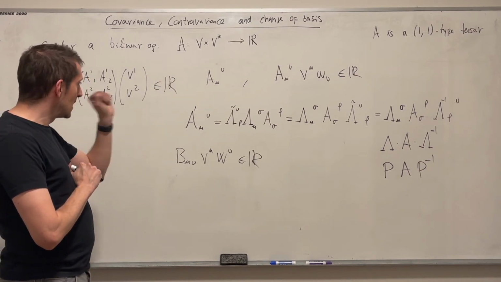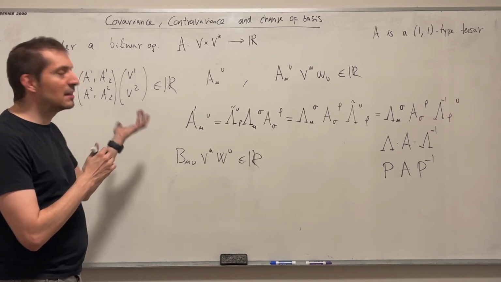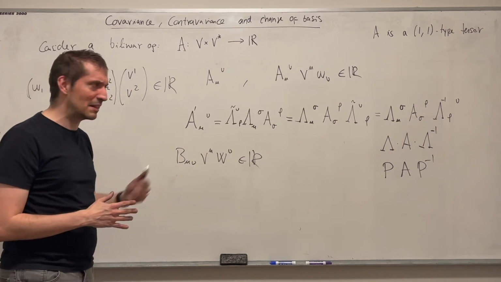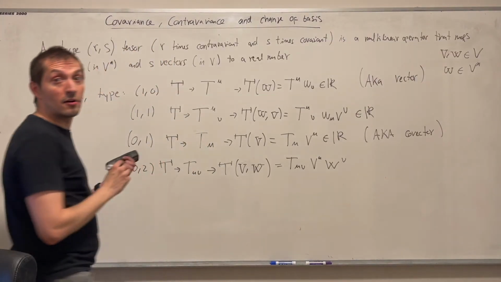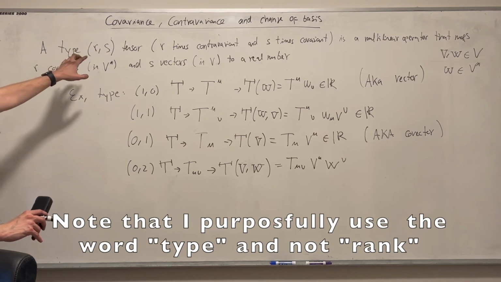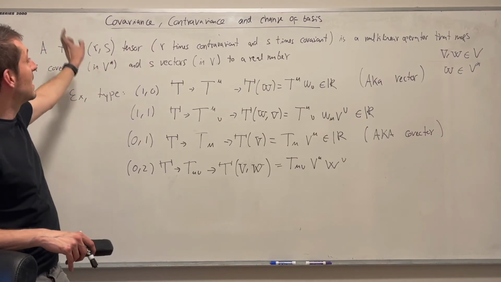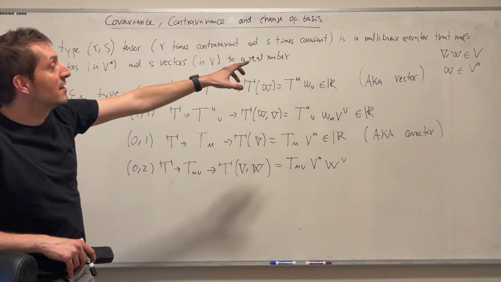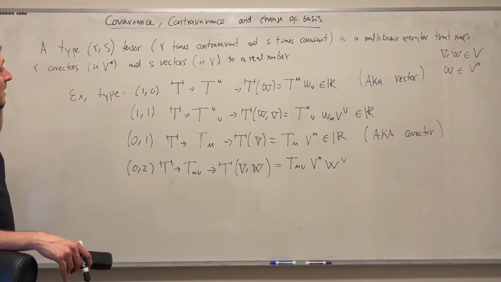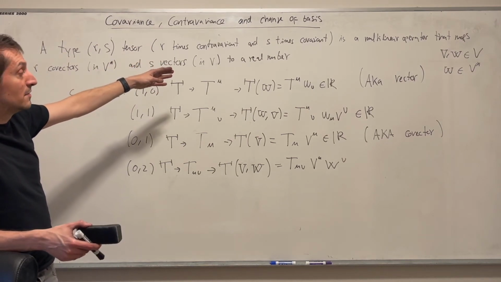Now, we saw that tensors here, I mean, again, you can define tensors as, so let's write a definition for tensor, even though we will introduce tensors properly as we go in the course. But let's write a definition with what we know. All right, so we can define a type R,S tensor, which by type I mean R times contravariant. The first number is the number of times it is contravariant. And S times covariant, as a multilinear operator that maps R covectors, R elements of the dual space of V, and S vectors, S elements of the vector space V, to a real number.